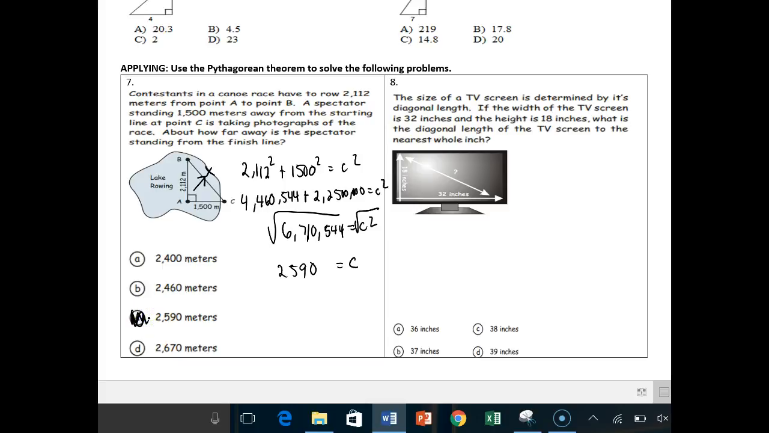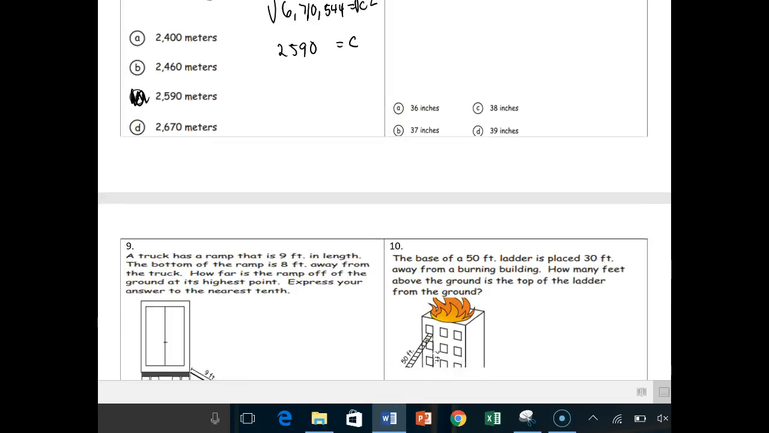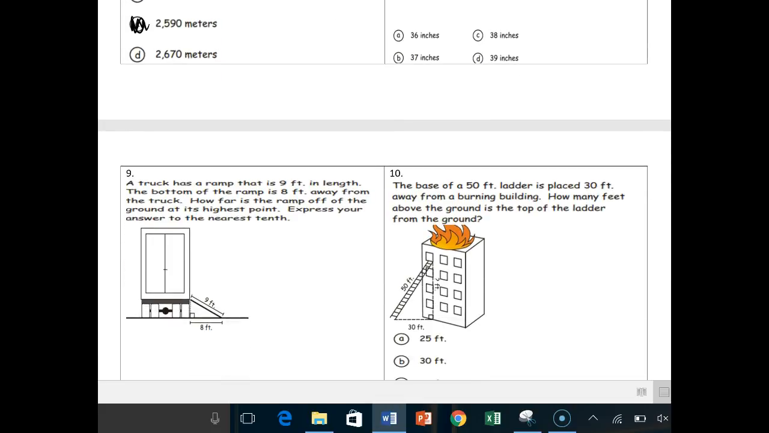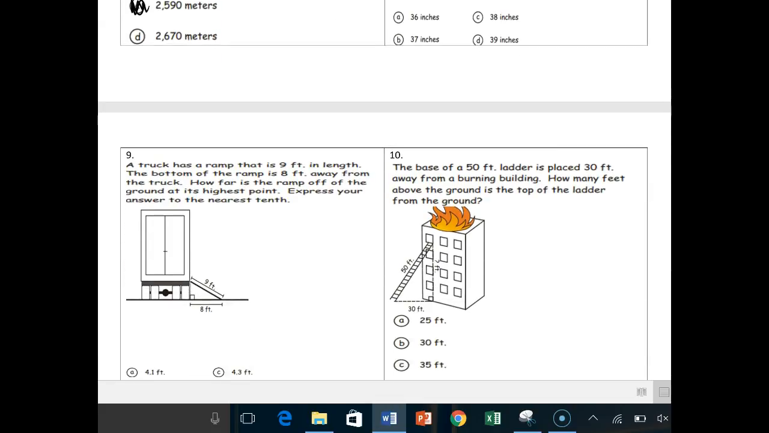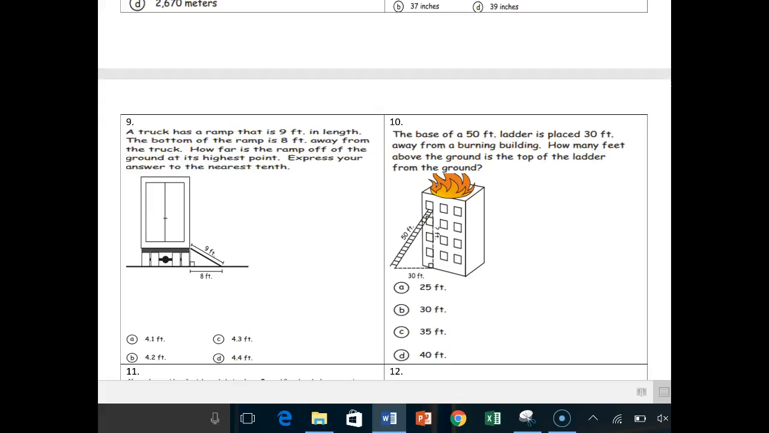All right. Number 8 is very similar. Again, you got that right triangle. They want you to find this distance. You'll be using the normal Pythagorean theorem. Right. Number 9, a truck has a ramp that's 9 feet in length. The bottom of the ramp is 8 feet away from the ground at its highest point. How far is the ramp off the ground at its highest point? Express your answer to the nearest tenth.